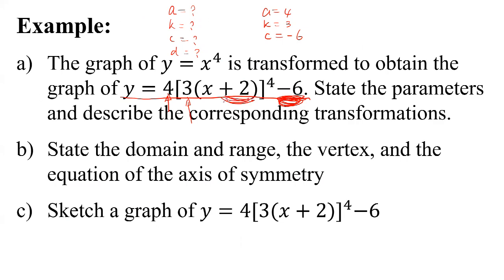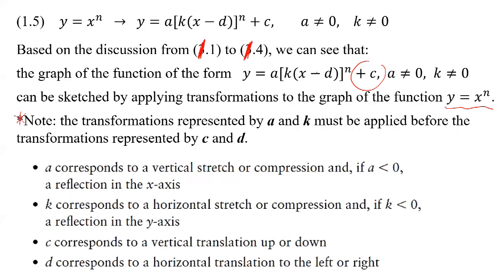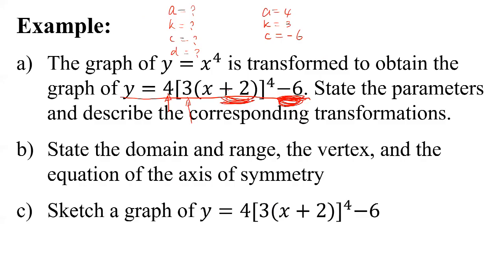So here, the statement says x minus d. So the parameter here is x minus minus 2, right? Because positive 2 is minus minus 2. So the parameter d is minus 2, right? These are all the 4 parameters that will be used in the transformation.